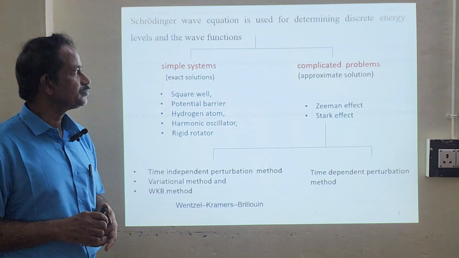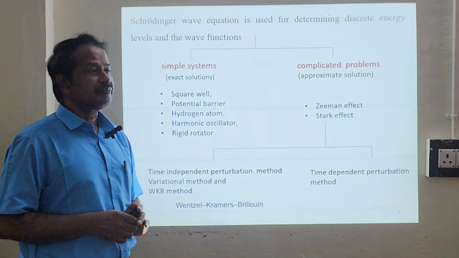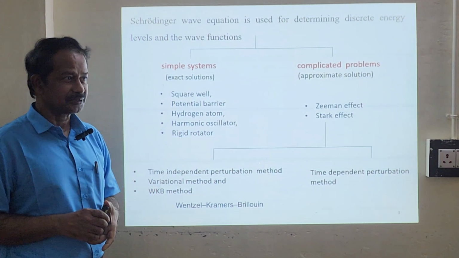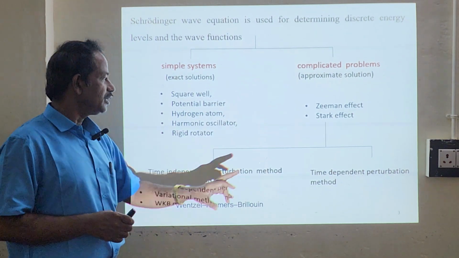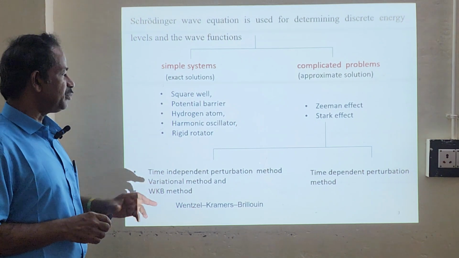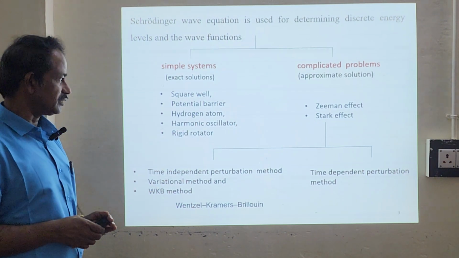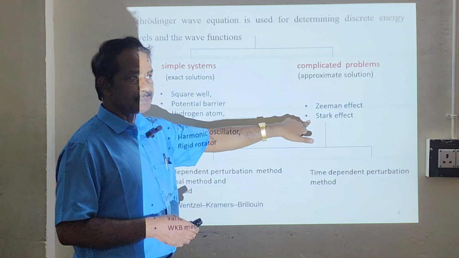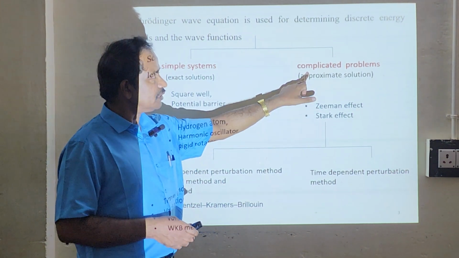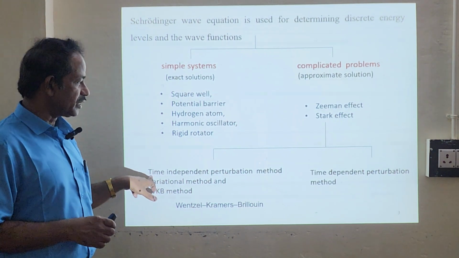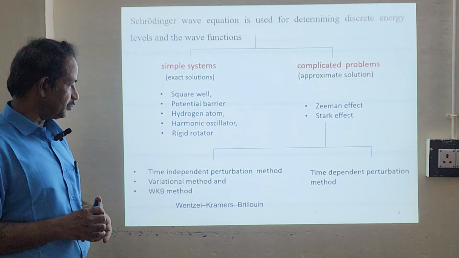We will see that later. For example, the Zeeman effect and the Stark effect. They are all real systems, in which we have two methods: time independent perturbation theory and time dependent perturbation theory. In complicated systems, we have these two types. So these are the examples.